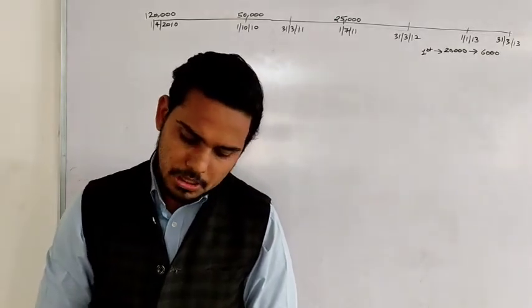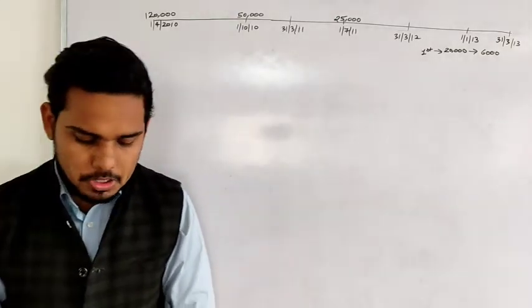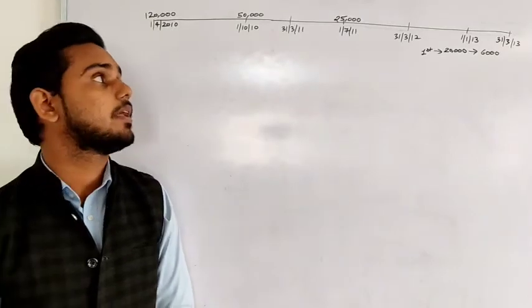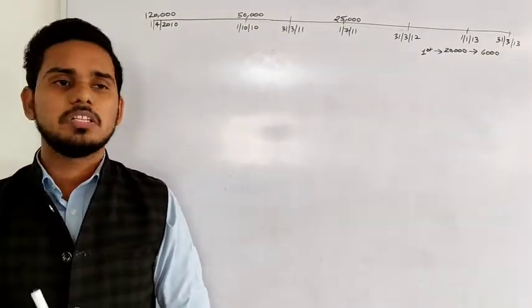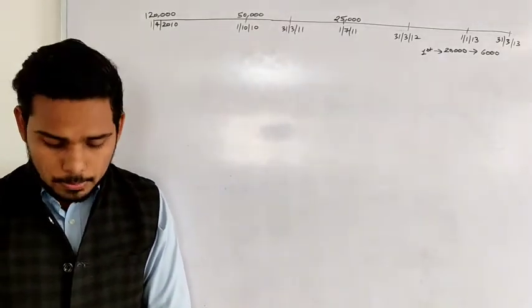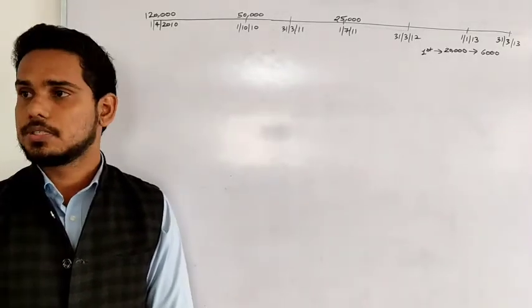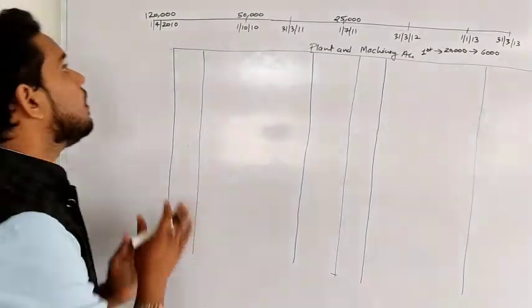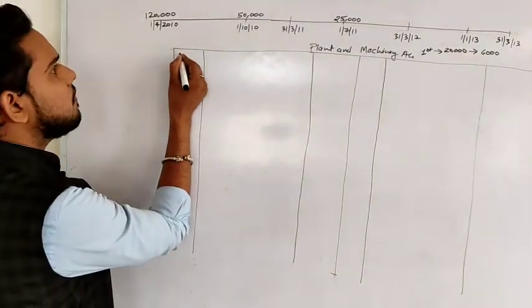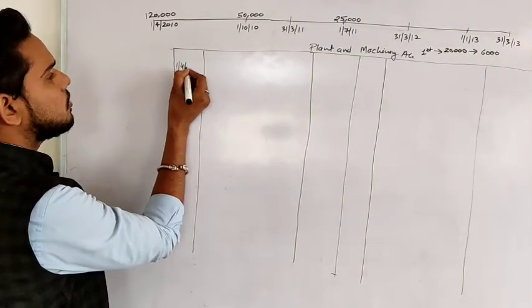Then what further information is there? Prepare the plant and machinery account for 3 years after providing depreciation at 10% on the straight line method. So this is all the information given in the question. We have to prepare the plant and machinery account for 3 years. So let's record. On 1st April 2010, we can write here 1st April 2010.